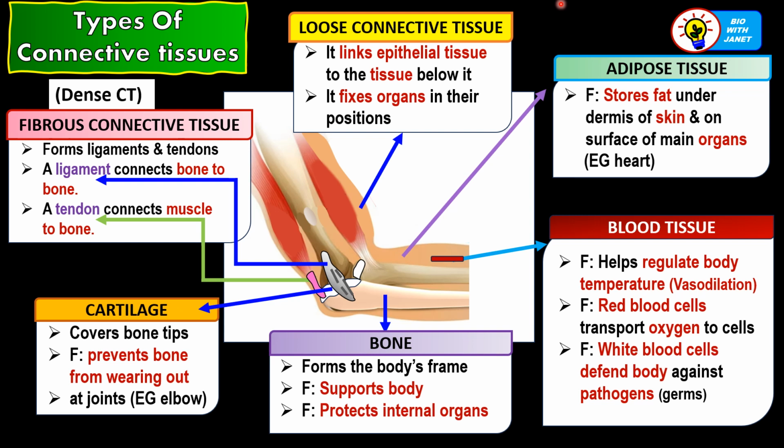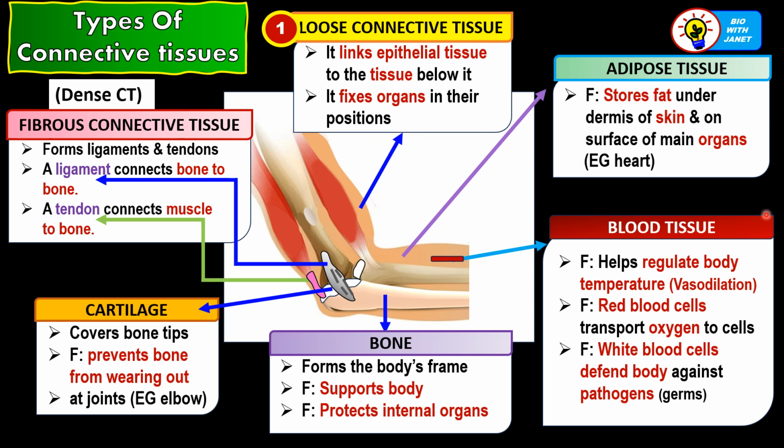So here's an overview of 6 types of connective tissues, all right? Before we go on to discuss about them in detail. So number 1 is the loose connective tissue. Loose connective tissue links the epithelial tissue, for example, on the surface of the skin, to the tissues below it. It also fixes organs in their positions.